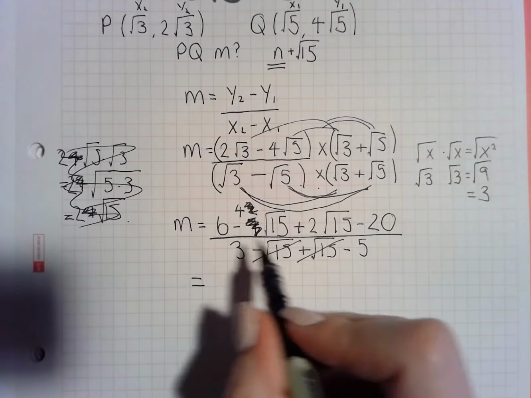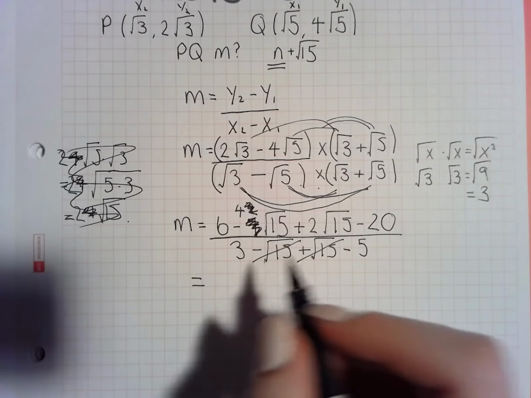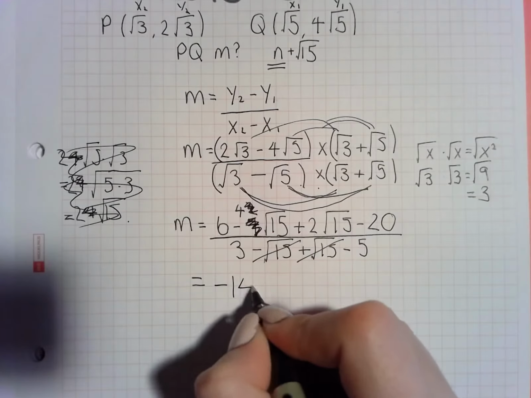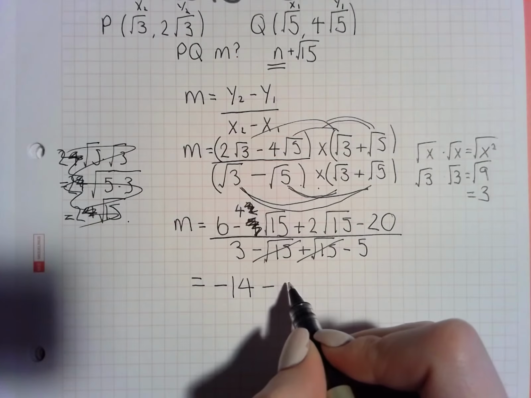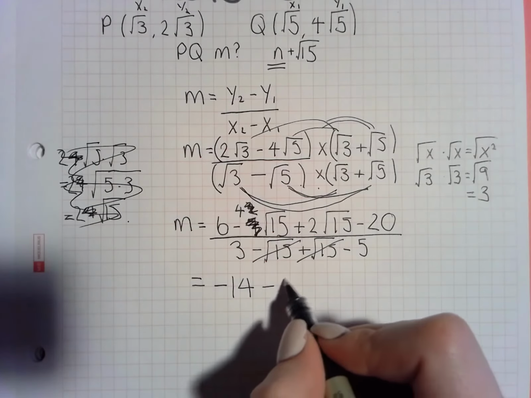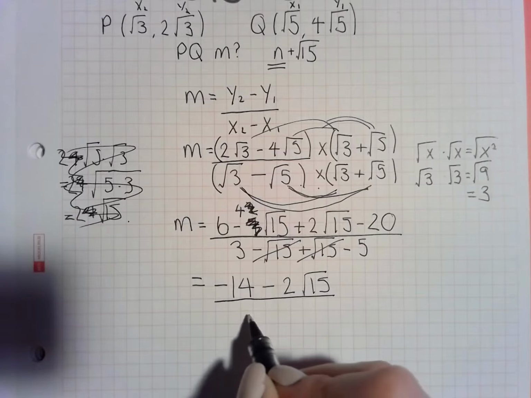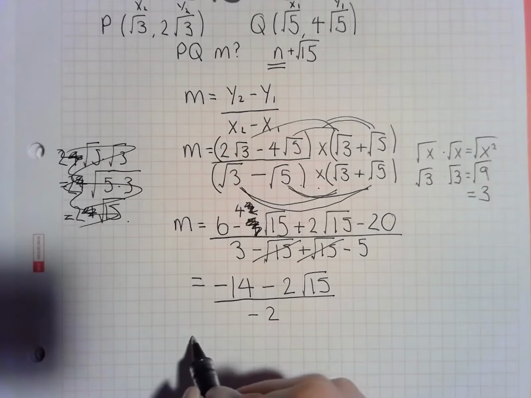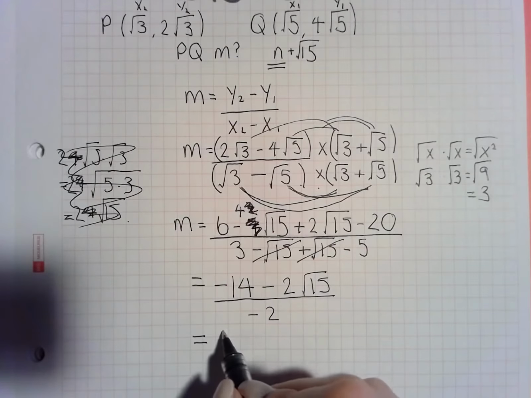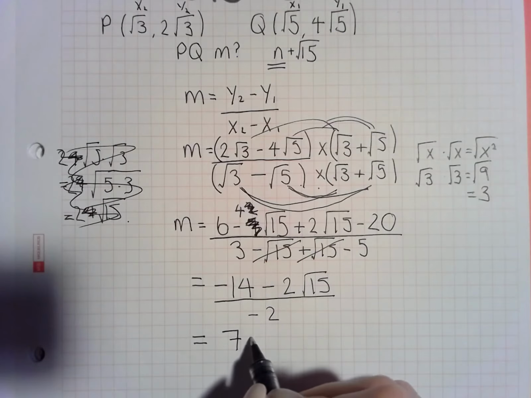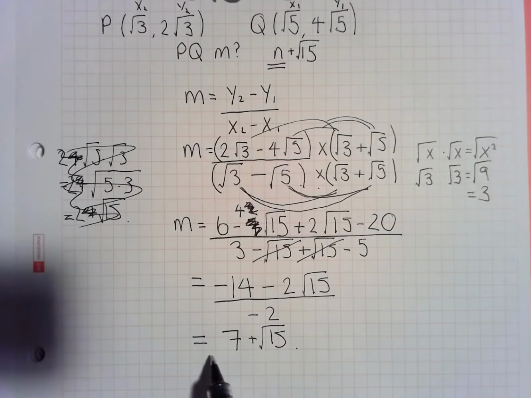And now we find ourselves with 6 minus 20, which is minus 14, minus 2 root 15 divided by minus 2, because 3 minus 5, which leaves us with, we can cancel out this minus 2 and make it 7 plus root 15. So the answer n is 7.